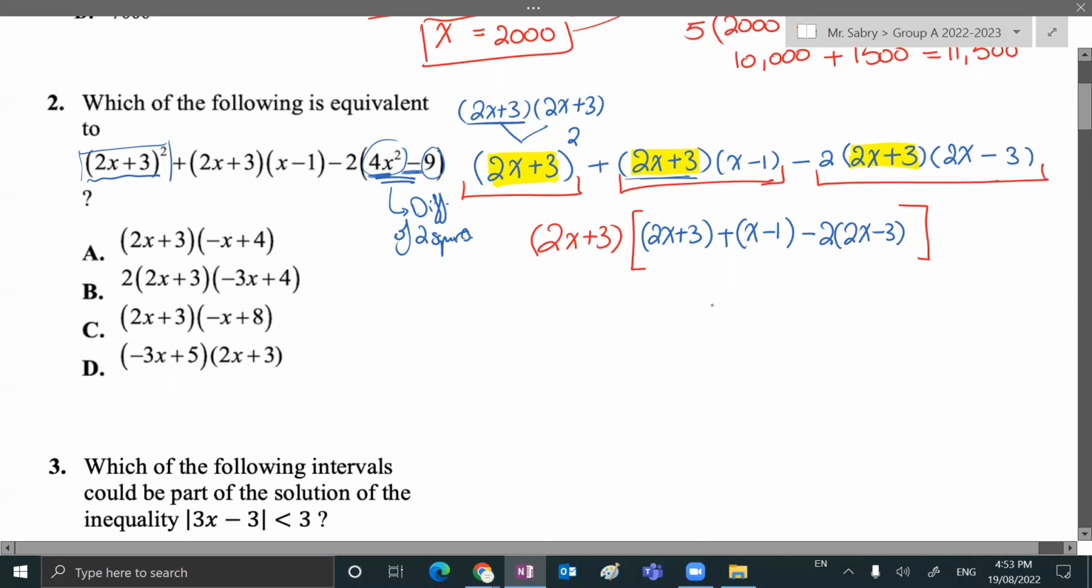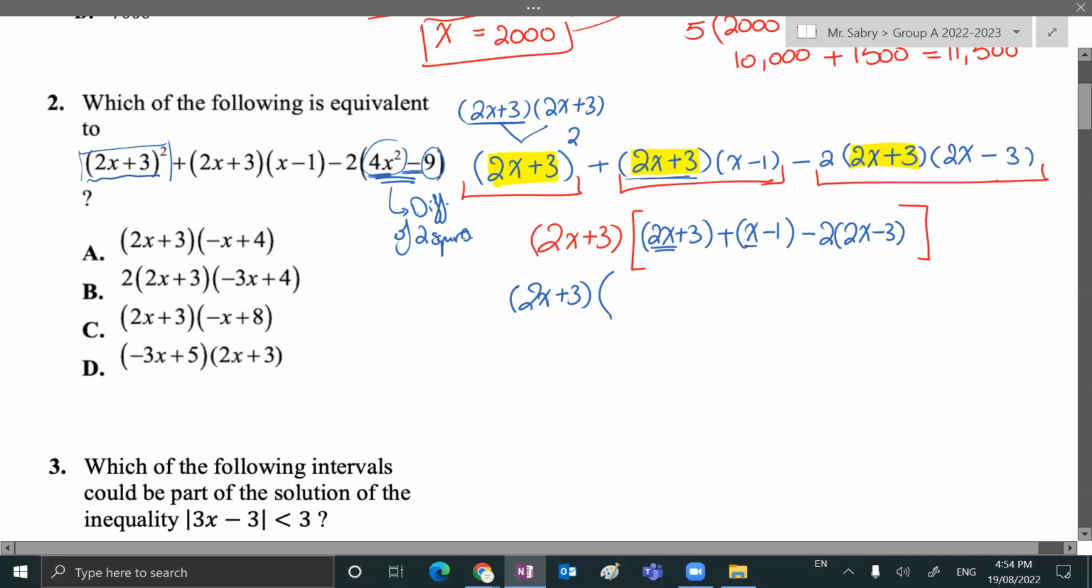Okay, then what do I do next? There's still not just two brackets multiplied. So how do I do anything further? When you look at the bigger bracket here, these are all terms that could be easily added or subtracted. So that's what I'm going to do. I'll leave the 2x plus 3 here. I'll open up a bigger bracket.